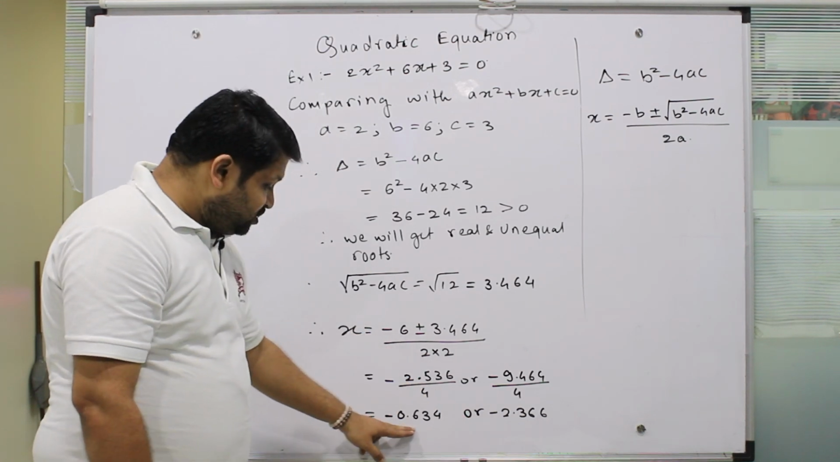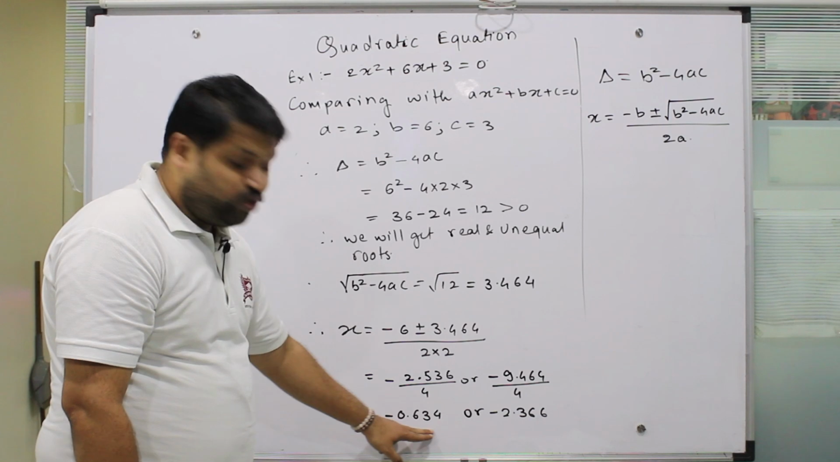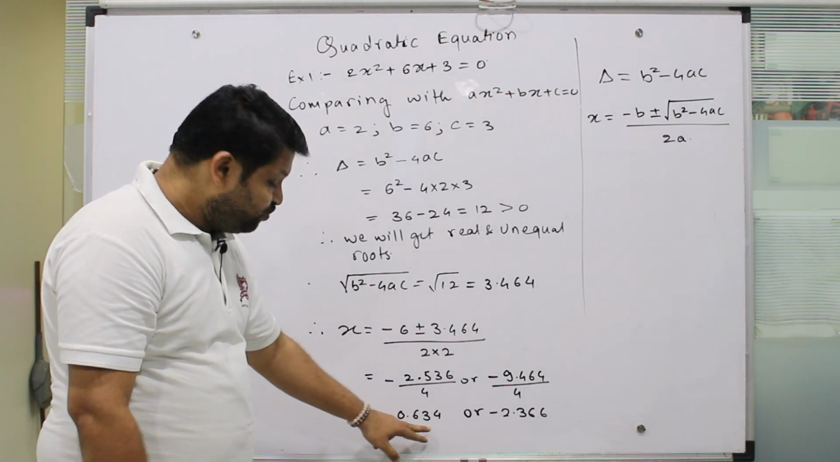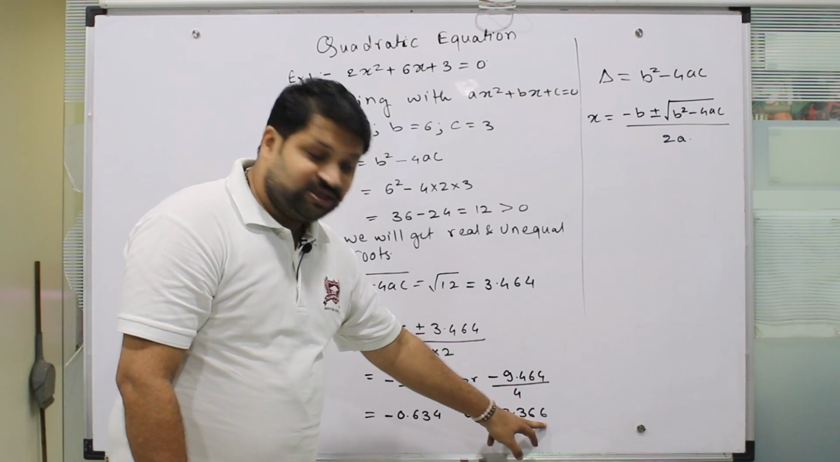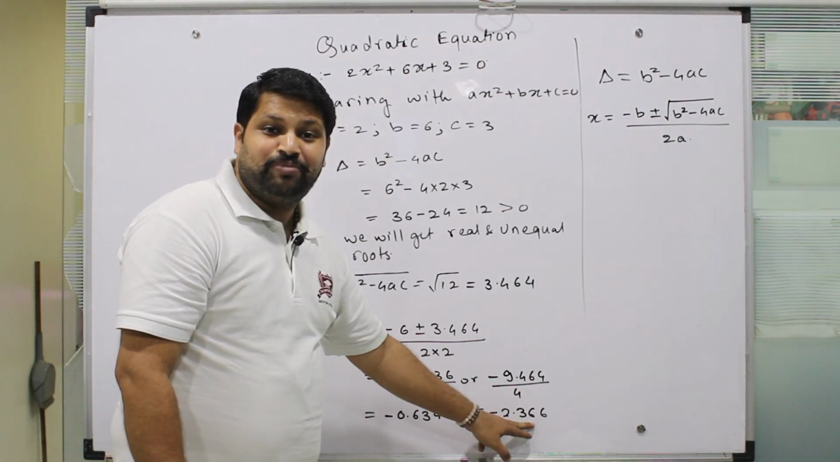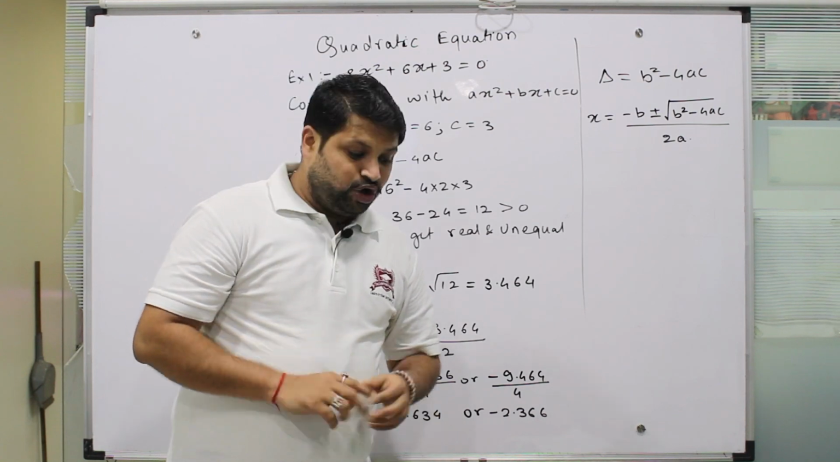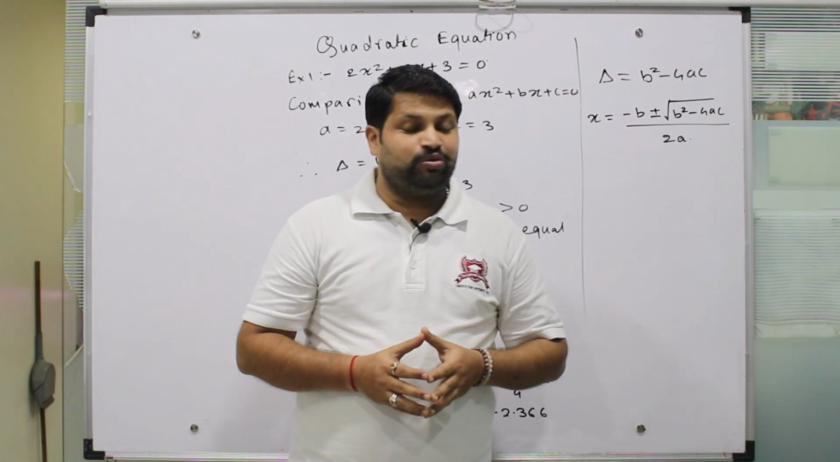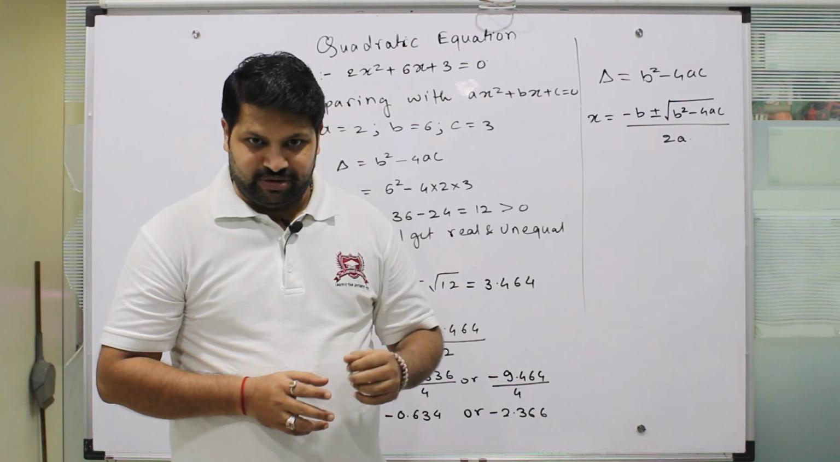Since we have to consider only 2 digits, we would be considering 63. Since it's a 4 after that, we would just chuck it. And here, since it's 6, which is larger than 5, we would raise this particular digit by 1. So this was about solving a quadratic equation using the formula method.